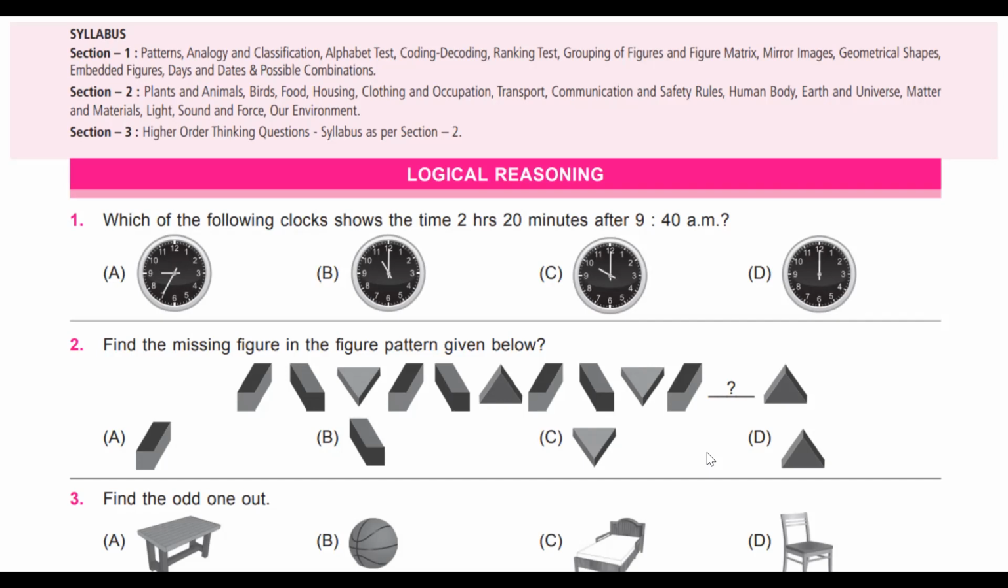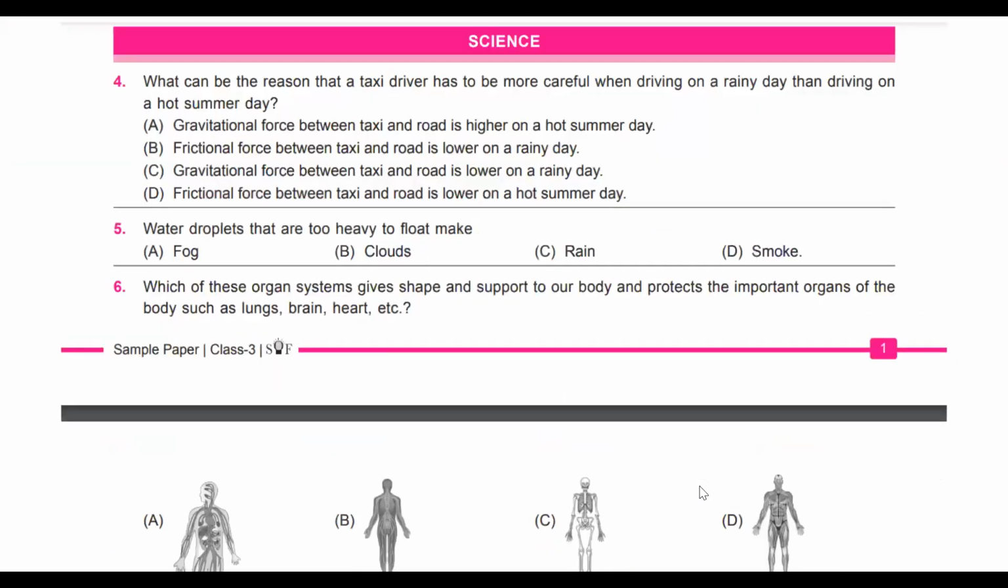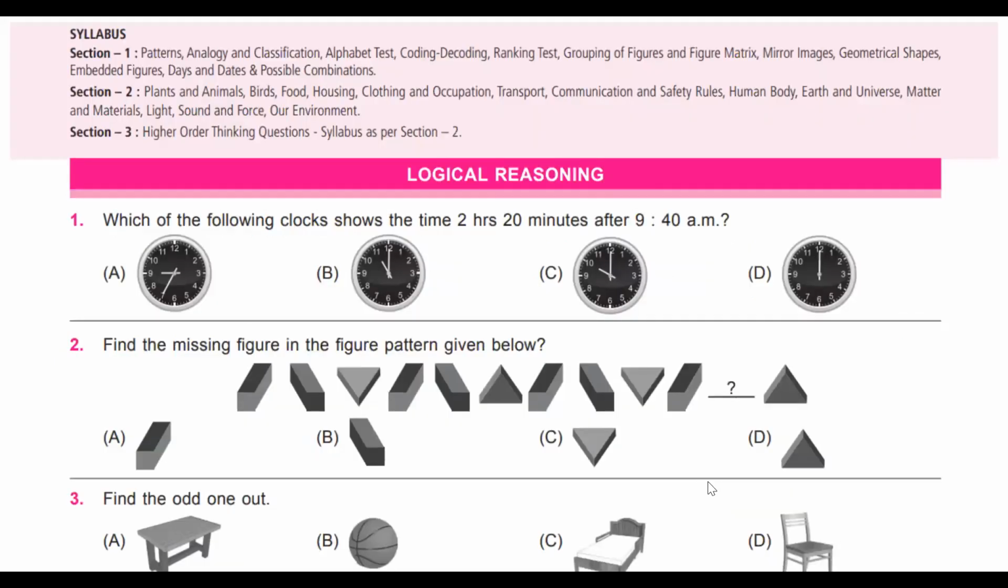If you add 2 to 9, it will be 11, right? Then there is 40 minutes here and 20 minutes here. Both of them make 60 minutes. So that becomes 1 hour. 11 plus 1, that is 12. So D is the correct answer, D option. Now, do the second question.